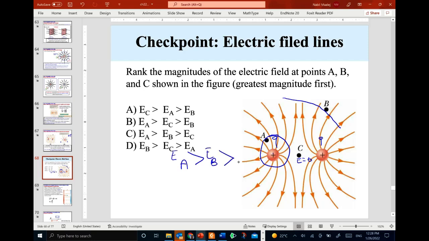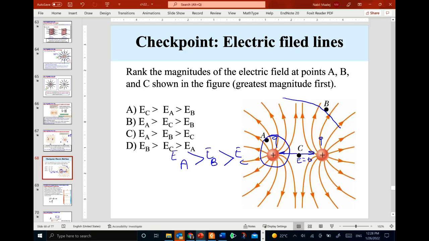is higher than EC. In fact, if the charges are equal, the electric field right at the middle between them is going to be 0, because the left charge will cause an electric field pointing away, the right charge will be causing an electric field like this, and they will cancel each other right at the center between them.